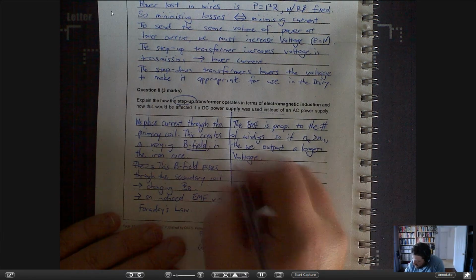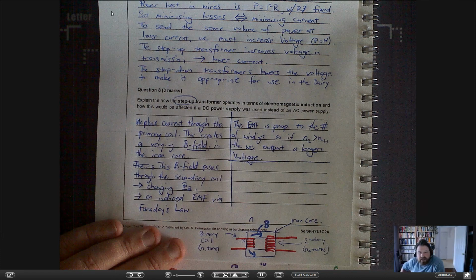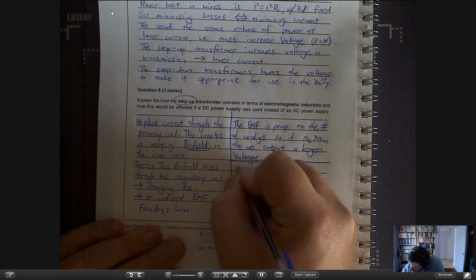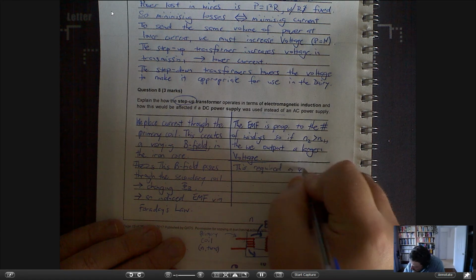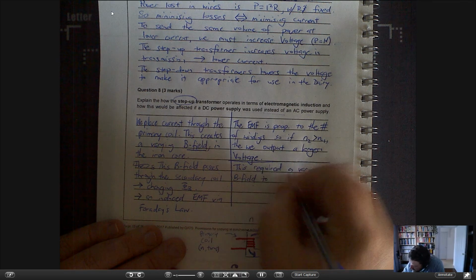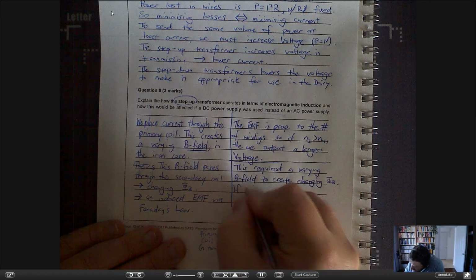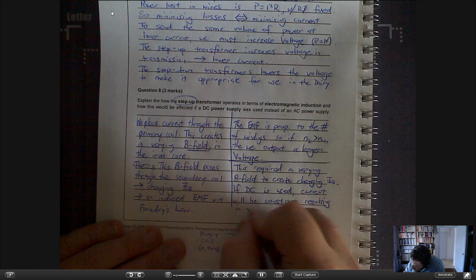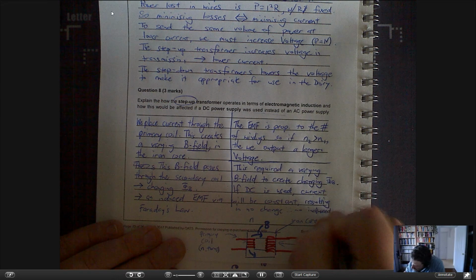So let's tidy that up a little bit. I'm also going to rule a line so it's clear that I'm answering a second part of the question now. You don't have to do that, but it's helpful. This required a varying B field to create changing flux. If DC is used, current will be constant, resulting in no change, therefore no induced EMF.